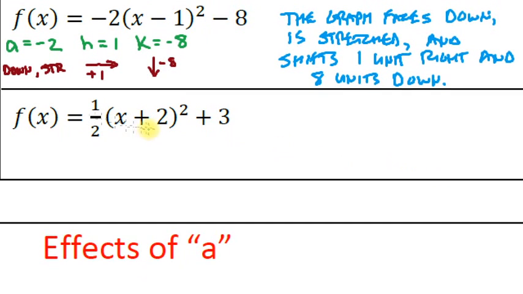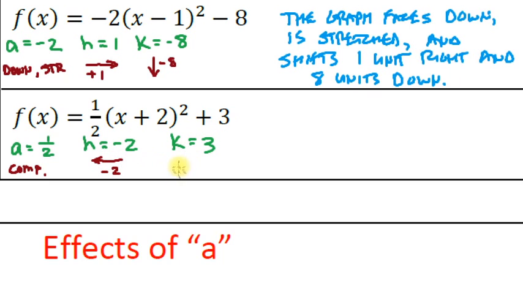F of x equals 1/2 times x plus 2 squared plus 3. All right, let's identify our values. A is equal to 1/2. H is equal to negative 2. We flip the sign. K is equal to positive 3. All right, what does the 1/2 do? Our graph is still facing up, so it doesn't flip down, but the 1/2 means we are compressing the graph because it's between 0 and 1. The h value of negative 2 means we're moving to the left because that's a negative movement on the x-axis. The k value is positive. That means we're moving up 3.